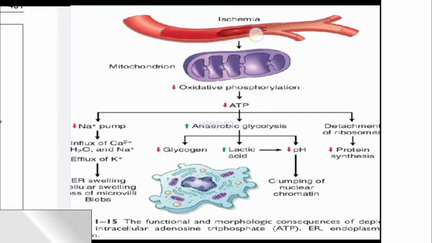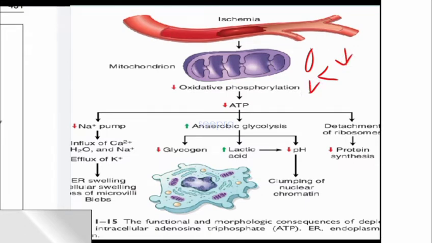So what happens? Oxygen is not supplied to the tissue smoothly. That is the most common cause of ischemia, hypoxia. When there is ischemia, there will be hypoxia. Hypoxia means the oxygen level decreases. When the O2 level decreases, what happens?